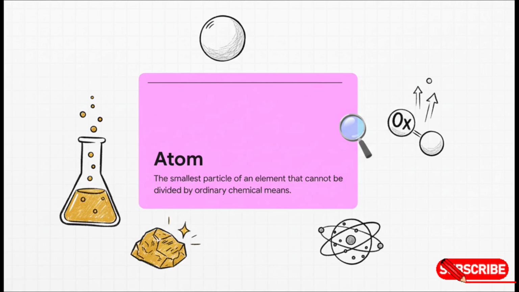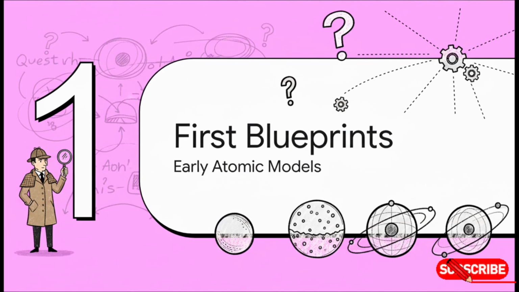But here's the thing. For the longest time, what an atom actually looked like was a complete mystery. And that mystery kicked off this incredible scientific quest that lasted for over a century. You had these brilliant minds basically acting like detectives trying to draw a map for something they could never, ever see. So let's take a look at how that map, that blueprint, evolved over time.